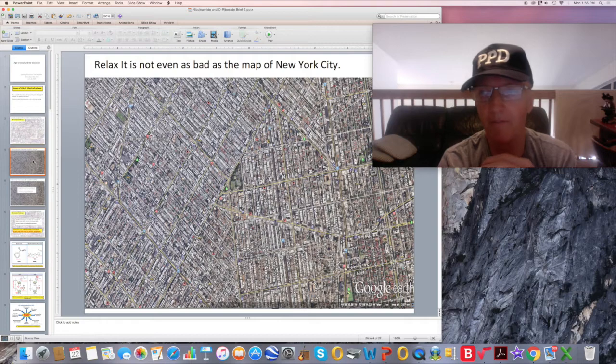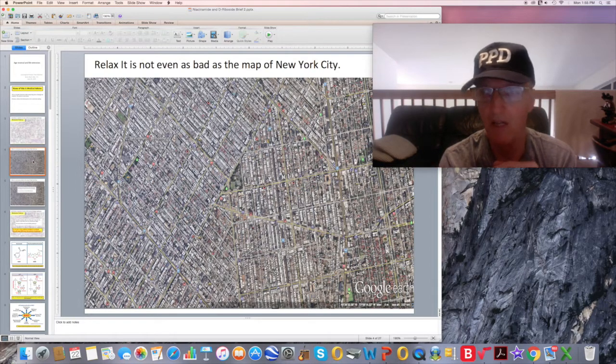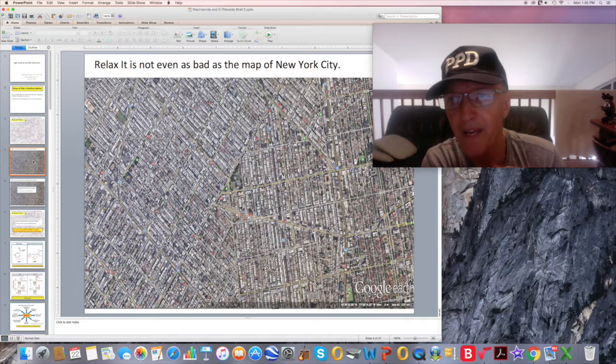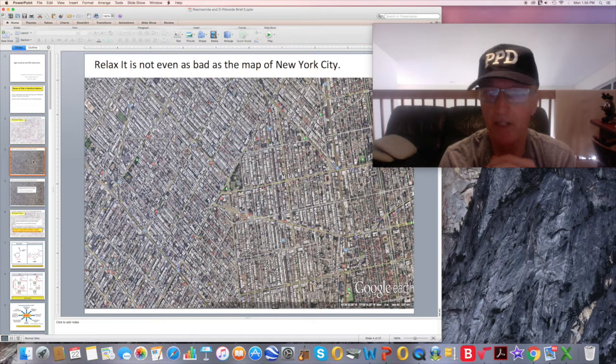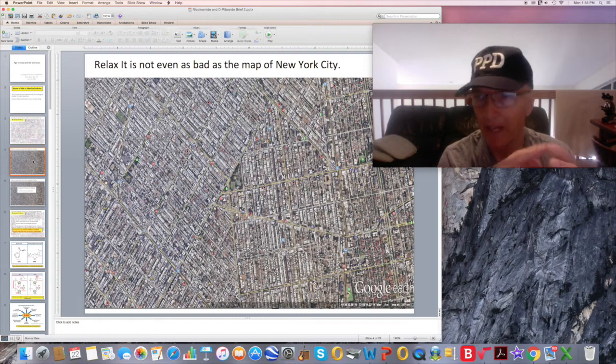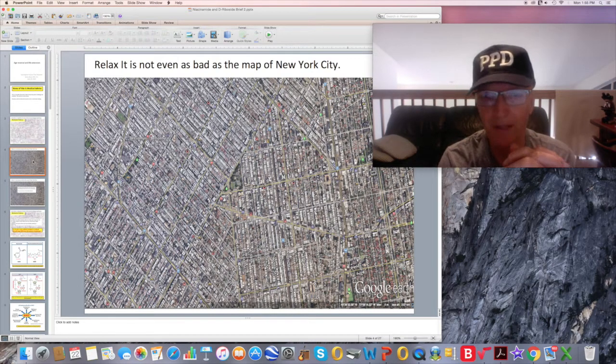This is a snapshot of a portion of the city of New York. And it looks to have a very similar level of complexity, yet many people are very, very comfortable navigating within New York City or other large cities like this in North America. And so it's really not a question of whether you can do it or not. It's just what are you used to?